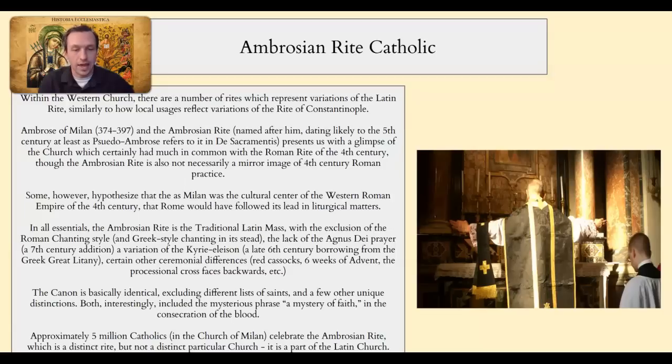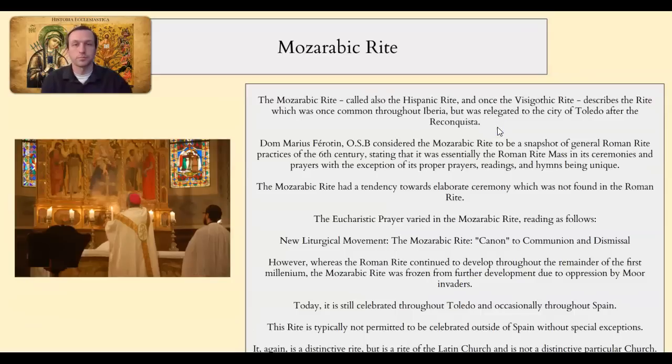Approximately 5 million Catholics in the Church of Milan exclusively celebrate the Ambrosian liturgy, which is a distinct rite, but not a distinct particular church. It is a part of the Latin Church.